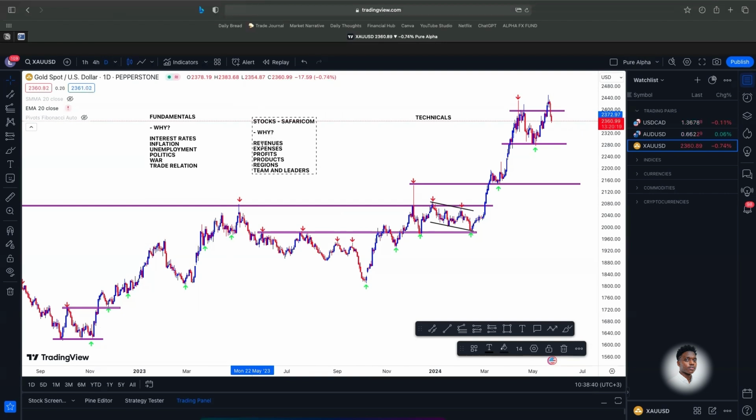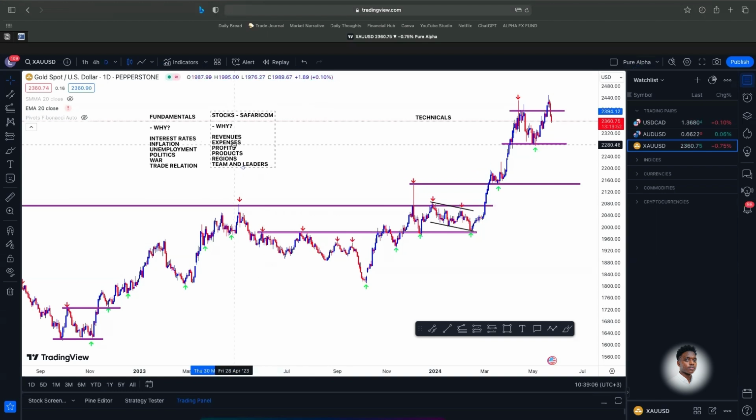If you look at the opposite: revenues are low, expenses are high, you don't have profit, you actually have losses and maybe even debt. The products are not products that people want. They're in very bad regions, where their products are not needed, not meeting a certain need. Team and leaders are incompetent, they're not doing what they say they're going to do. When you have such, the stock of Safaricom is going to go down. So that in a nutshell is fundamentals.